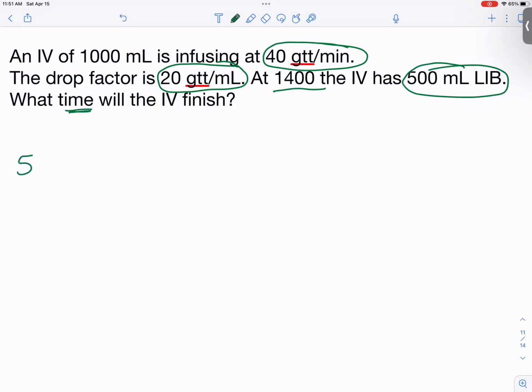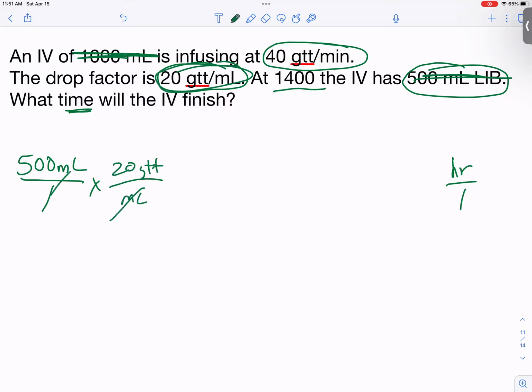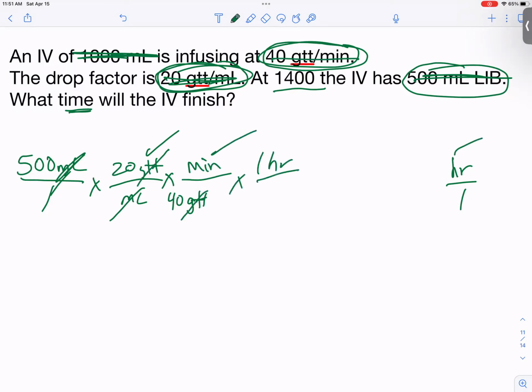Well, I only care about what I'm looking at, and that's 500 milliliters. Used it. This is nice to know. And I'm solving for hours. So how do I get rid of milliliters? I go to my problem. The only thing with milliliters in it is my drop factor. So 20 drops per milliliter. Boomity boom. Yay. How do I get rid of drops? The only thing here that has drops in it is my drop rate. So 40 drops per minute. Yay. That's gone. How do I get minutes to hours? 1 hour is 60 minutes. Yay. So now it's just math.